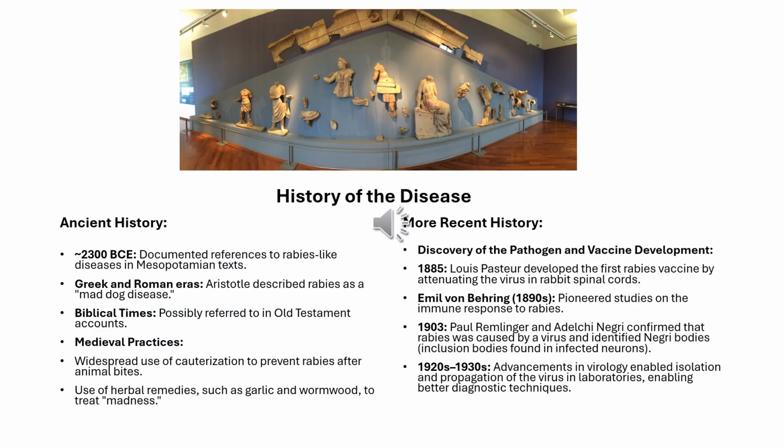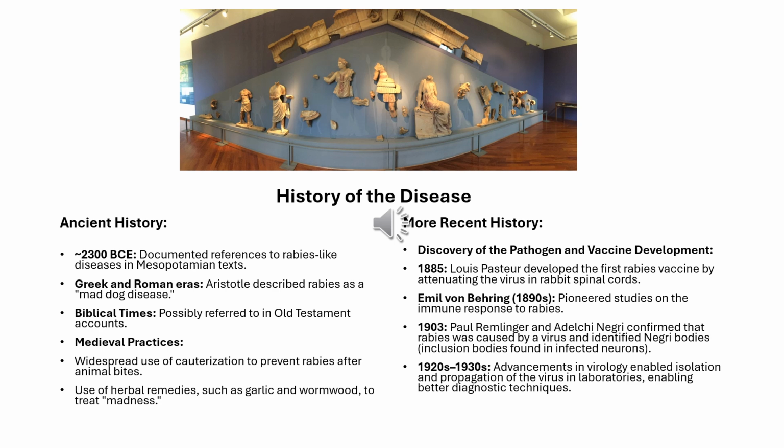So, a little history about rabies. I'll talk about ancient history and then more recent history. It goes back thousands of years to around 2300 BC. There were references to rabies-like diseases in ancient Mesopotamian texts.